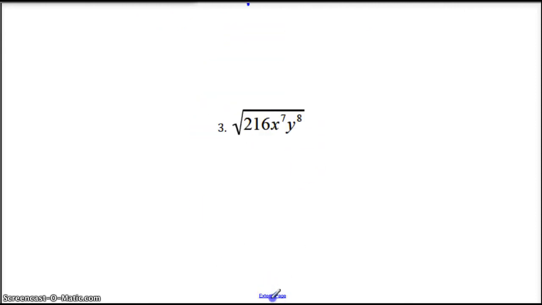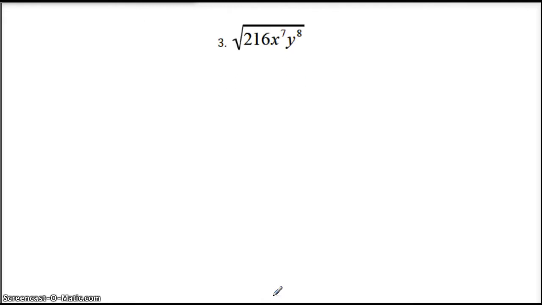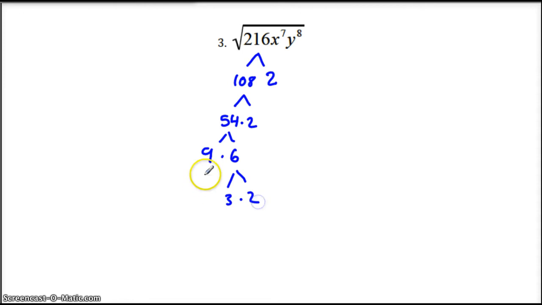Let's try it one more time with this second example over here. Once again, we got a big number and some exponents. How do we do this? Well, we just start by doing our little factor tree. This is an even number, so we can divide it by 2. So it's going to be 2 times, let's see, that's 108. This is another even number, so this is 54 times 2. This can be factored into 9 times 6. Let's see, this is 3 times 2, and this is 3 times 3.